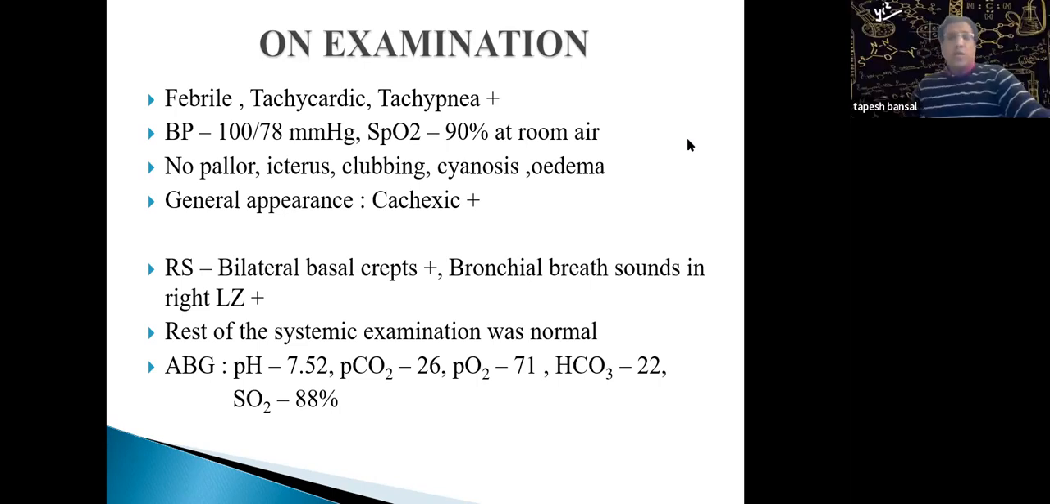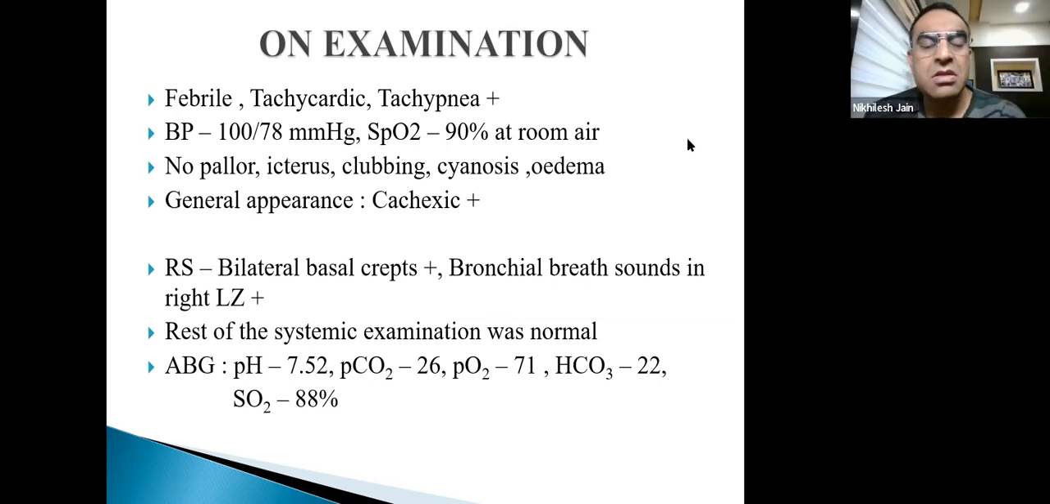So, Dr. Nikhilesh, anything from your side on the respiratory system? Anything you want to add? No, sir, nothing at all. I think this is fair enough. Once you've got bronchial breath sounds, you've got tangible evidence that there's some form of pneumonia or some form of pathology in the lung.